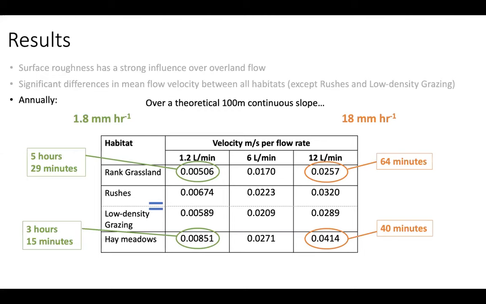But you can see that over 100 metres, there's a 2.25 hour difference in the flow velocity to get down those slopes between the rank grassland and the hay meadows environment. If we then transfer that to a large storm event, the 12 litres a minute becomes an 18 millimetres an hour storm event. That's like your Storm Desmond, Storm Ciara kind of level storm. And even then, there's a 24 minute difference between the hay meadows and the rank grasslands. And of course, our flood peak time is the most crucial factor for downstream flood risk in our communities. So these results really show the potential of surface roughness to reduce downstream flood risk.